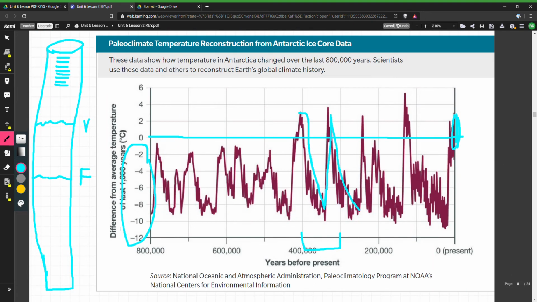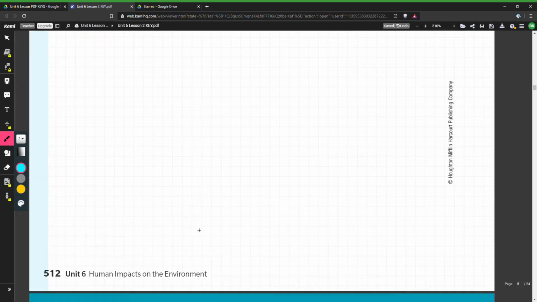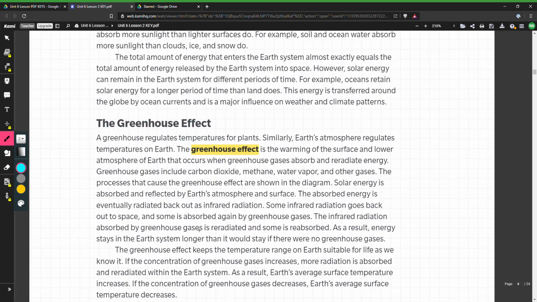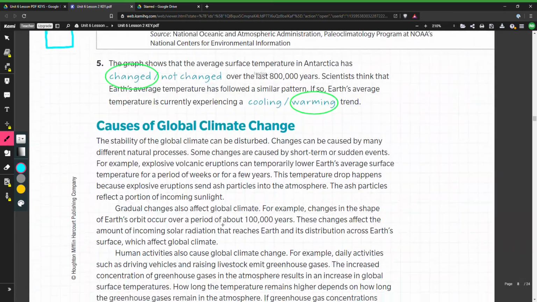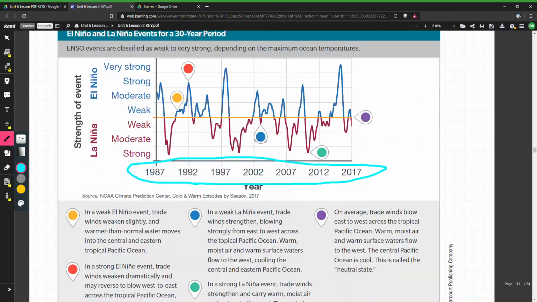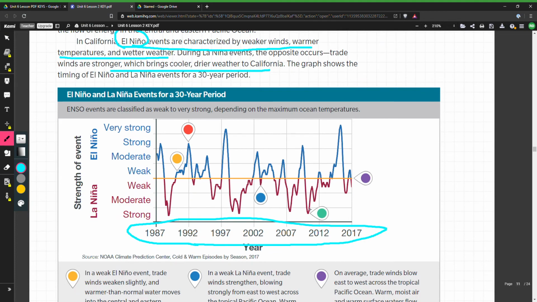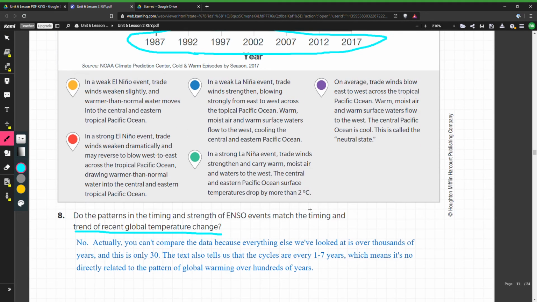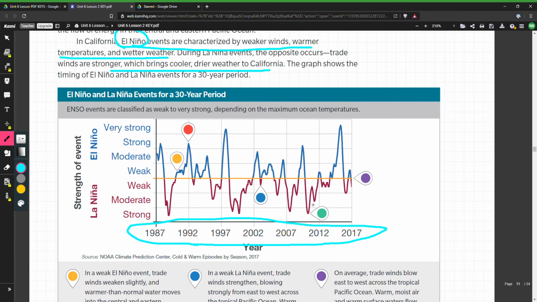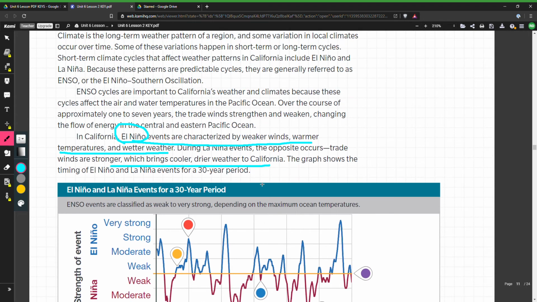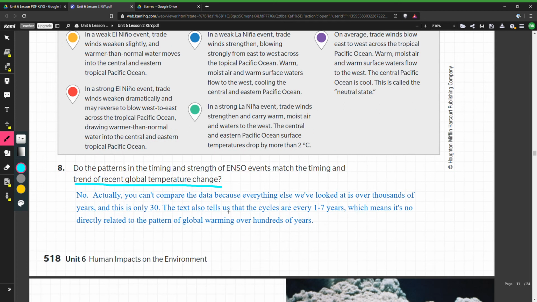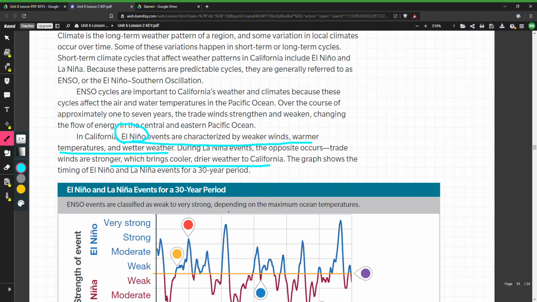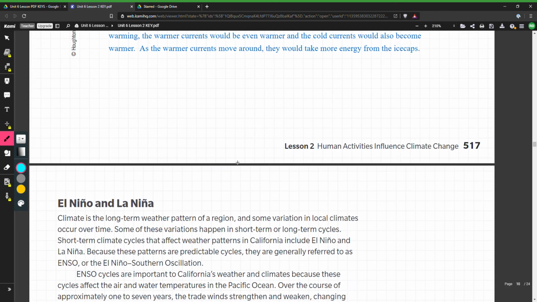This 30-year graph, you can't really compare to things like this, which compares 800,000 years, or even higher. There were other graphs in the last lessons that talked about climate going over thousands or hundreds of years, and this is only 30 years, so you can't make those comparisons. The other thing is that this text tells us the pattern is only 1 to 7 years for the El Nino and the La Nina.